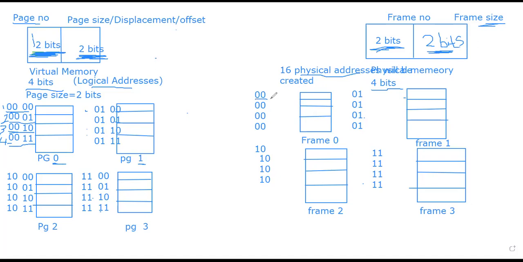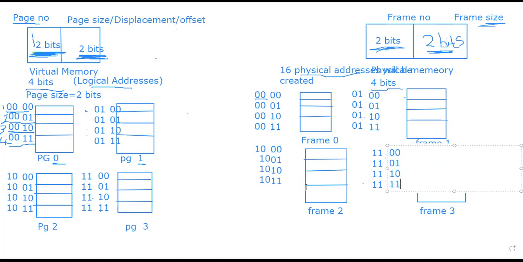So the remaining 2 bits, what? Frame size. If there are 2 bits, 4 combinations will be created, writing the decimal 0 1 2 3 in binary. First one is 0 0, then 0 1, then 1 0, then 1 1. Now here also we have 0 0, 0 1, 1 0 and 1 1, and here also.